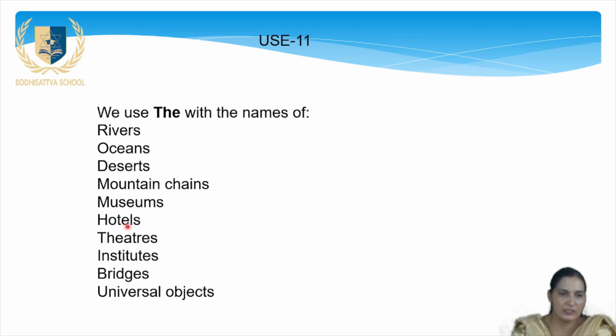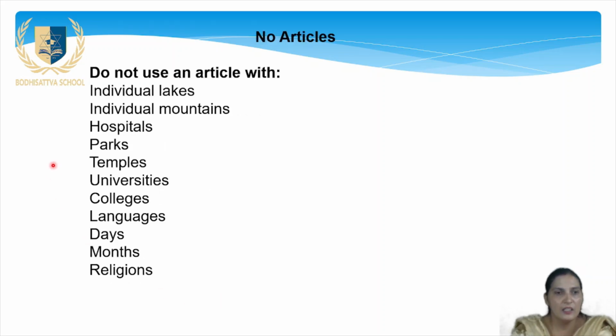And name of hotels also we can use the articles. And the name of theaters and name of institutes also we can use the articles. And name of bridges also we can use articles. For example, the London Bridge. And the next one, name of universal objects. Universal objects like the sun, the star, the moon. Before these words, we use the articles. And now I am describing only the use of articles a, an and the.